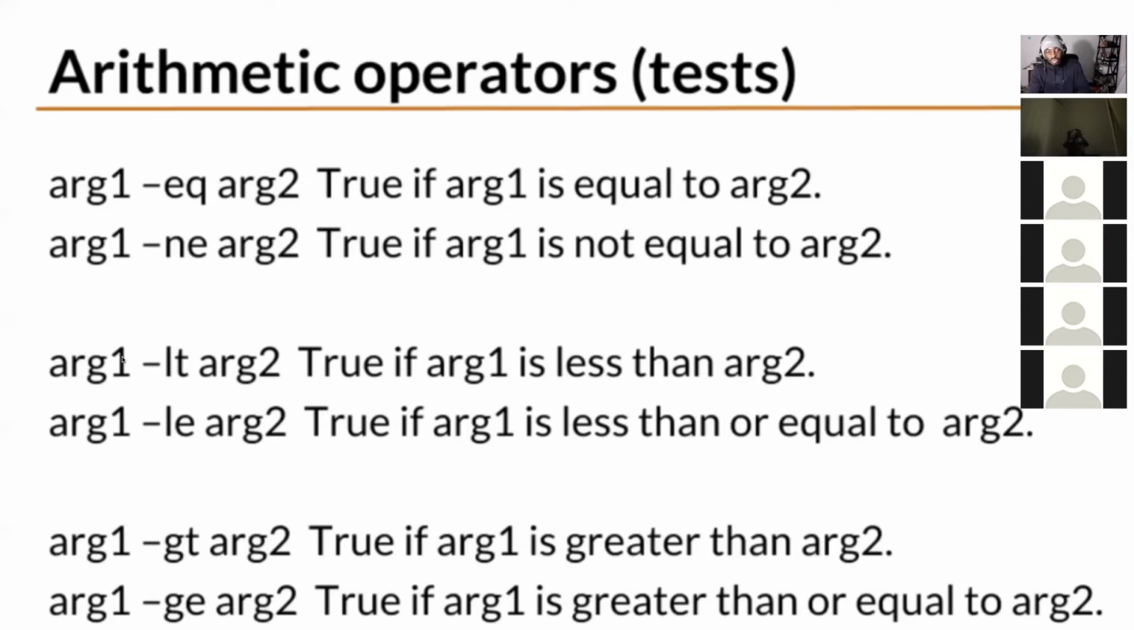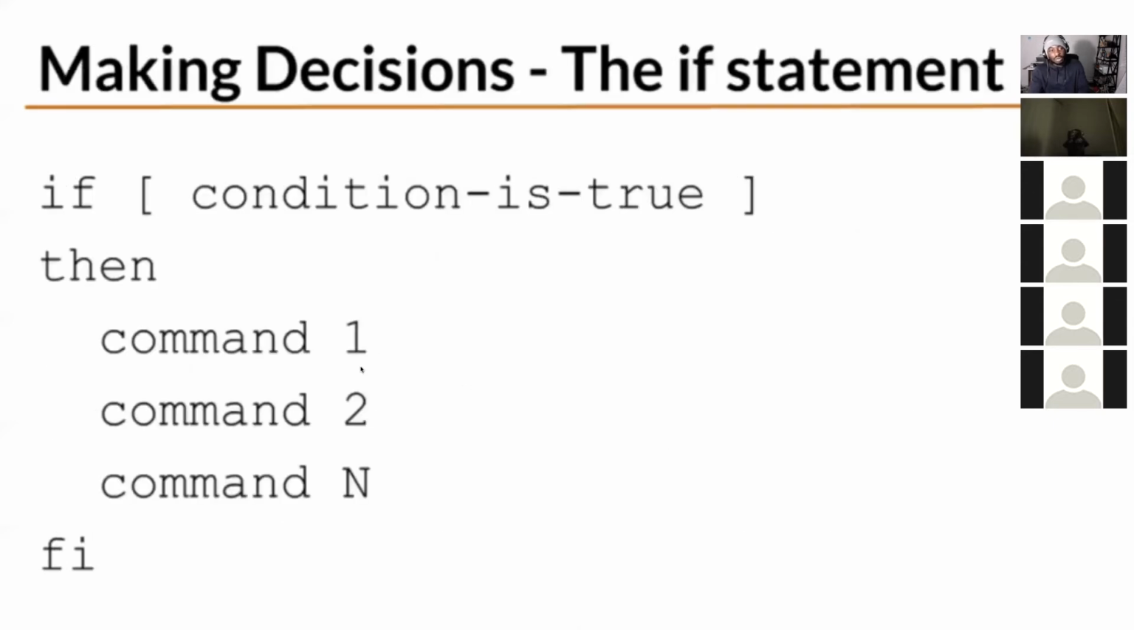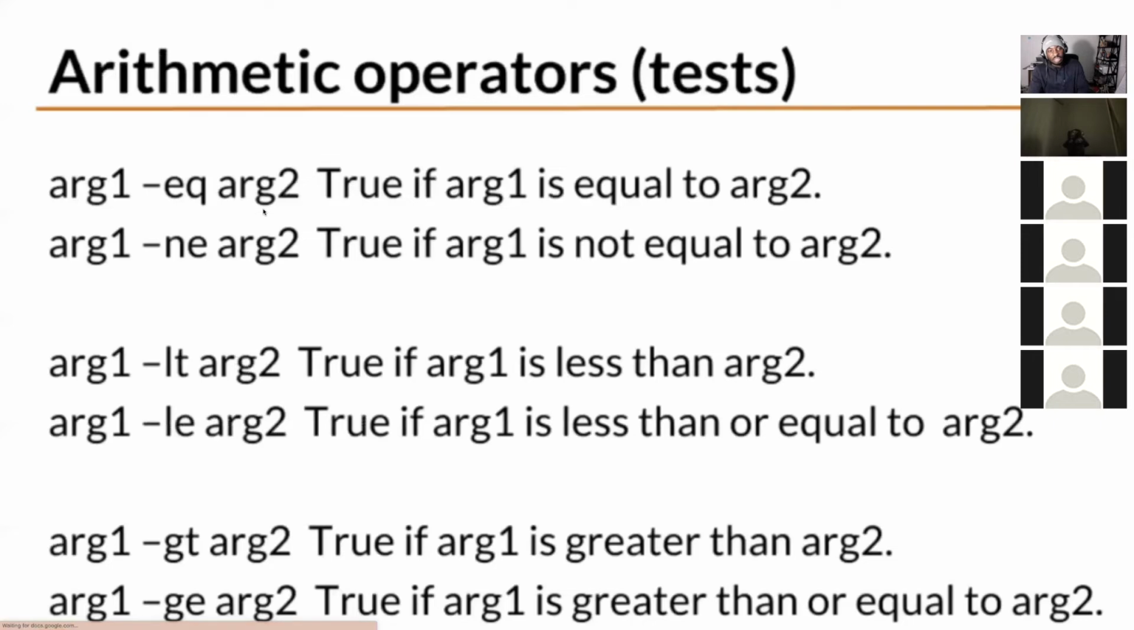So you can say, if argument one is less than argument two, I want you to do this. You can do this with numbers. You can say, if this number is less than this number, I want you to do this. If it's greater than this number, I want you to do this. So these are all conditionals, and we're going to try to use some of this soon.